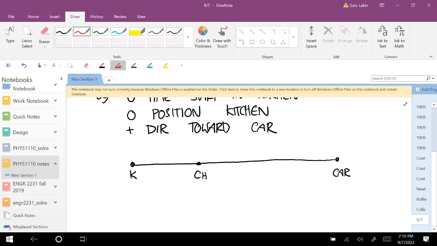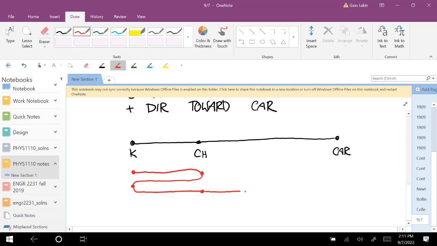It doesn't have any numbers associated with it yet, but it's going to start in the kitchen, go to the chair, go back to the kitchen, go back to the chair, okay, then out to the car, back to the chair, and then finally back to the car. Okay, so that's the motion that's happening no matter what you call your zeros and stuff, okay?